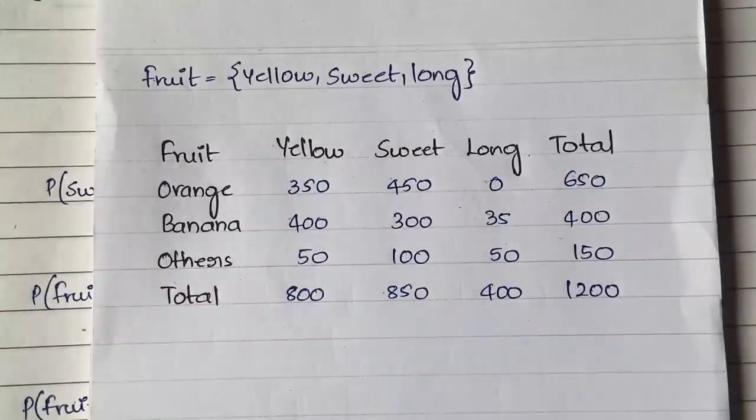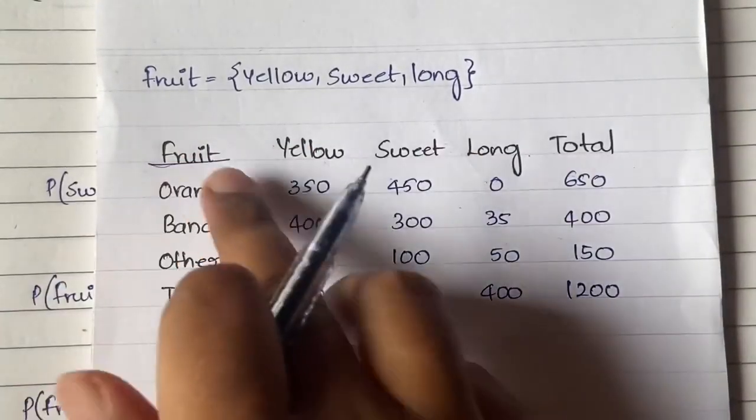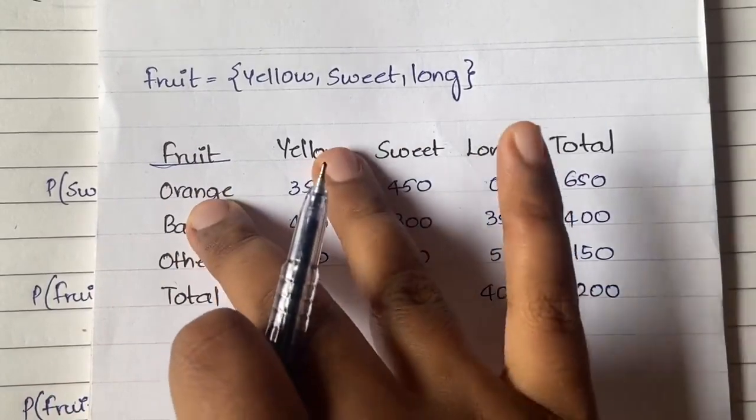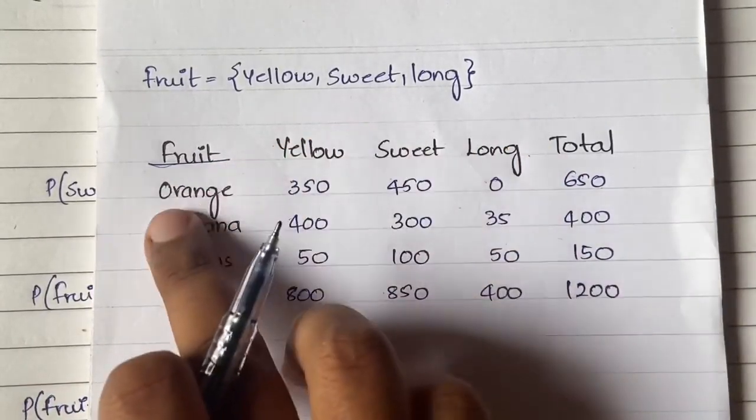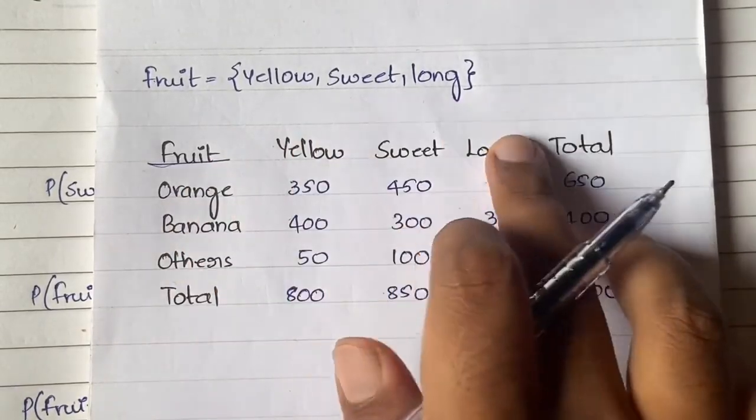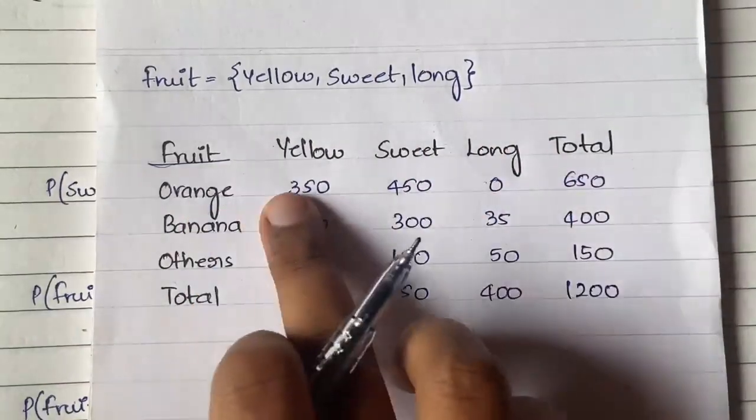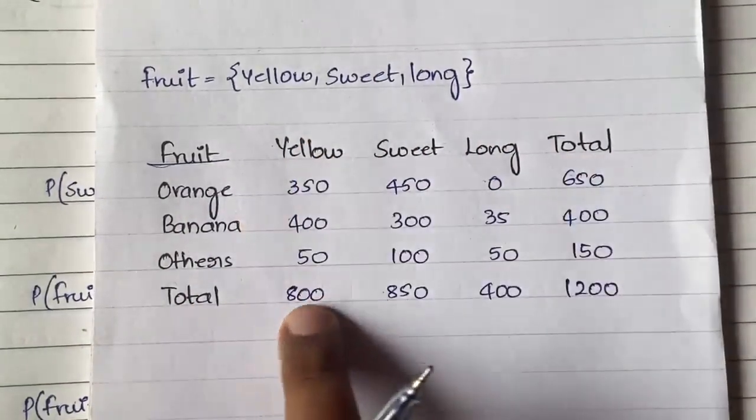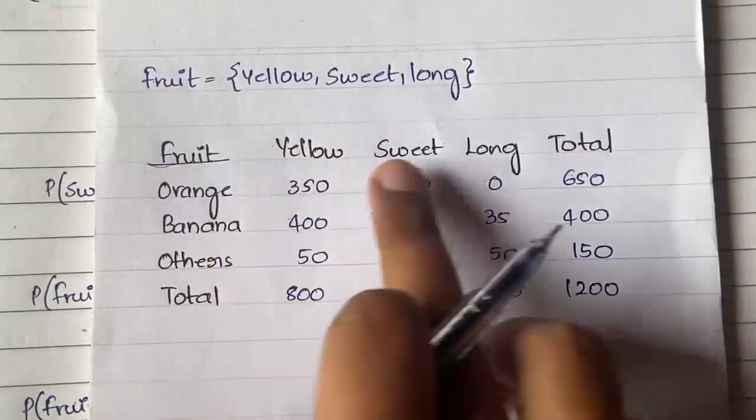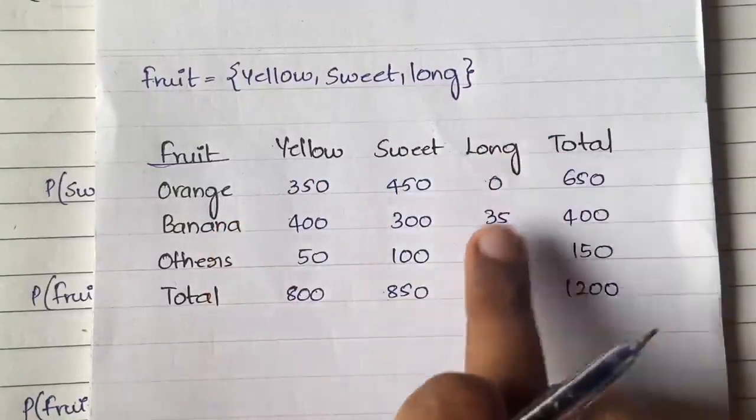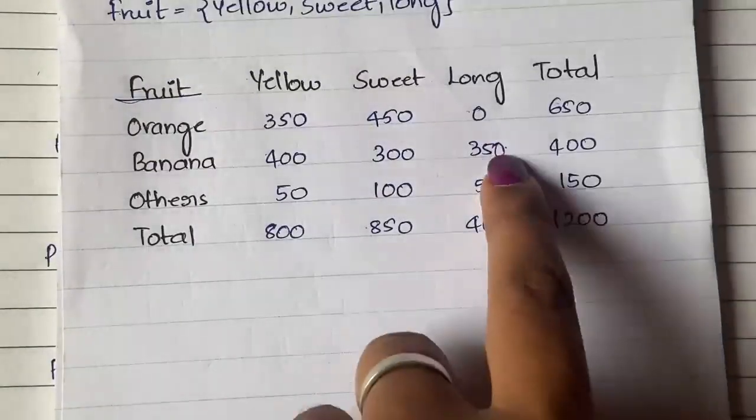So let us understand the table first. Fruit is the heading. Here we have orange fruit: we have 350 yellow oranges, we have 450 sweet oranges, and oranges which are long are 0. The total number of oranges we have here is 650. So this is the total of oranges, and this total is the total of the yellow feature. We have 400 yellow bananas, 300 sweet bananas, and 350 long bananas. Sorry guys, it's not 35, it's 350.